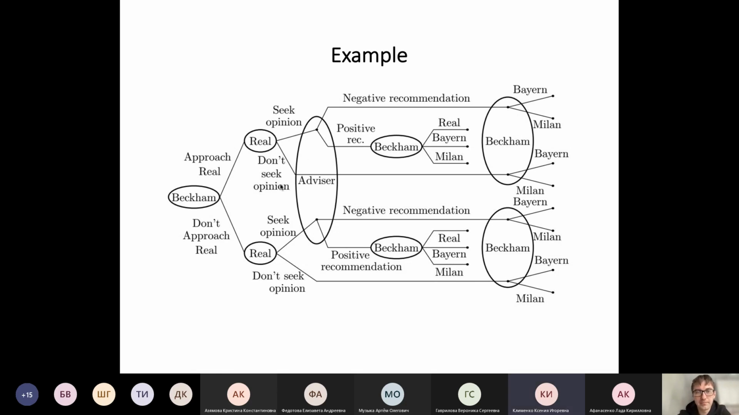And if we talk about Beckham, why do we say that there are only 2 information sets but not 4? Wait, you're talking about Beckham. So let's count. We have one here, right? We have a second here. We have a third here. So 3 nodes with perfect information. So they are trivial information sets. Nodes with perfect information are a case of trivial information sets. So Beckham cannot distinguish between states here.